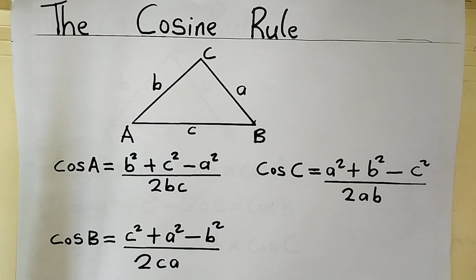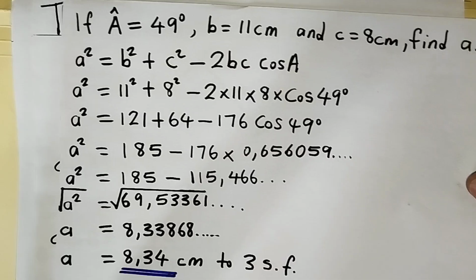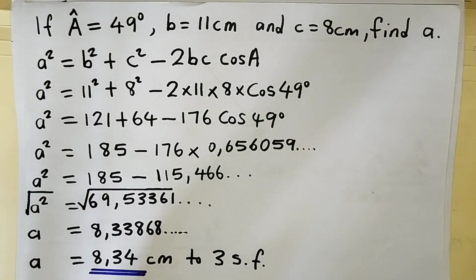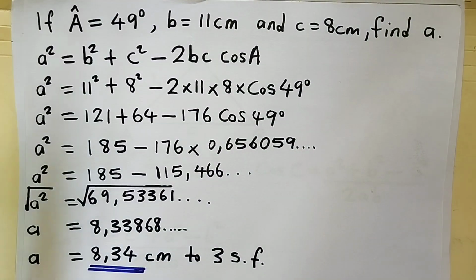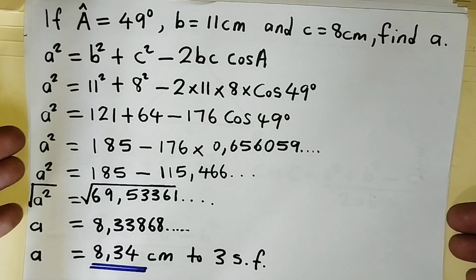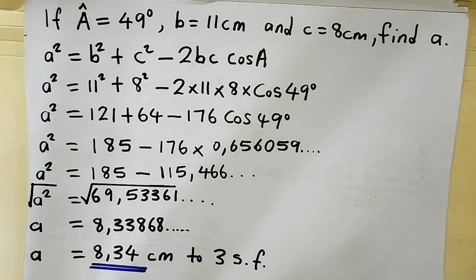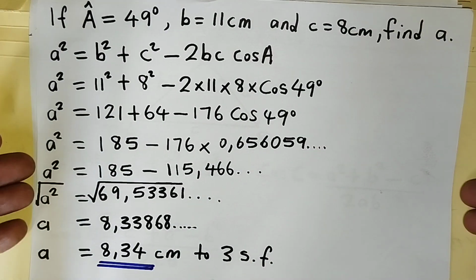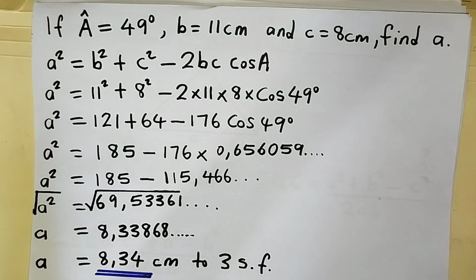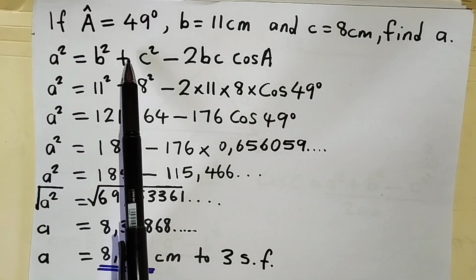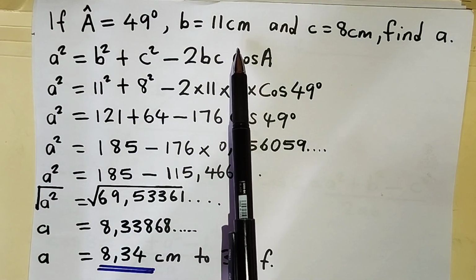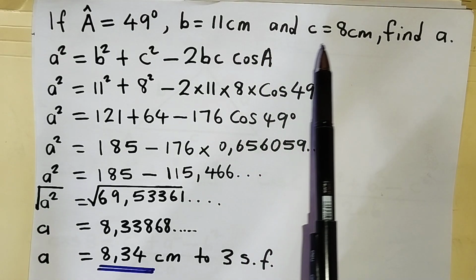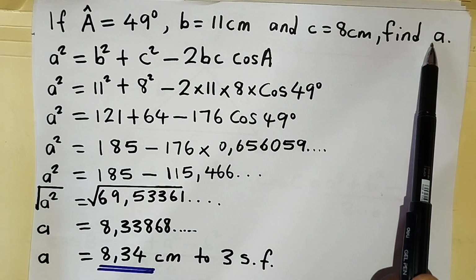Okay, so let me give you a question which will help us enhance our understanding of using the cosine rule to find the unknown side length. In this case, the side length we want to find is A. The question says, if angle A equals 49 degrees, side length B equals 11 centimeters, and side length C equals 8 centimeters, find the side length A.